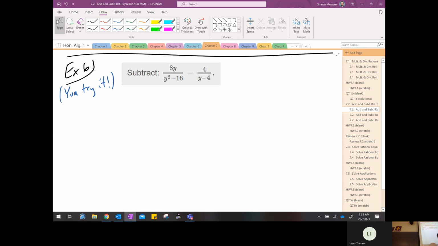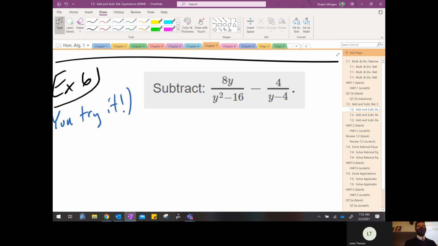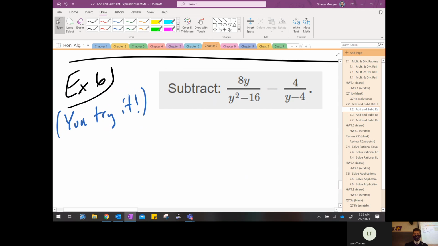Quentin, I would be happy to zoom in, Quentin. How about that? You're welcome.